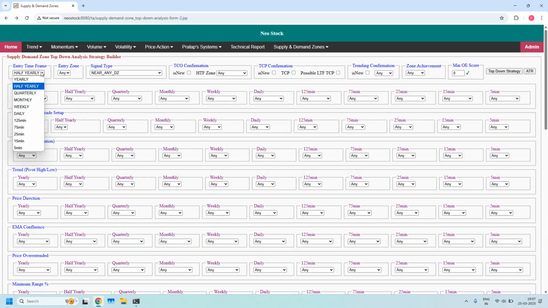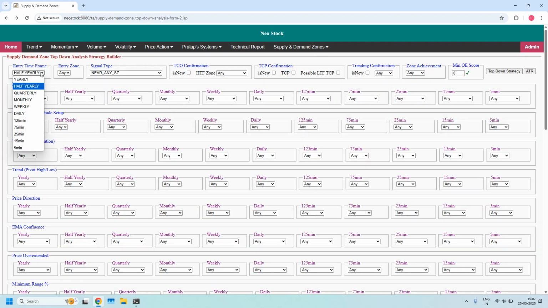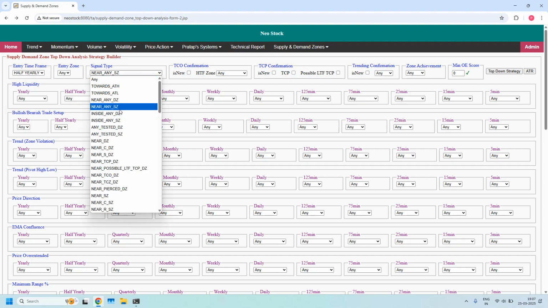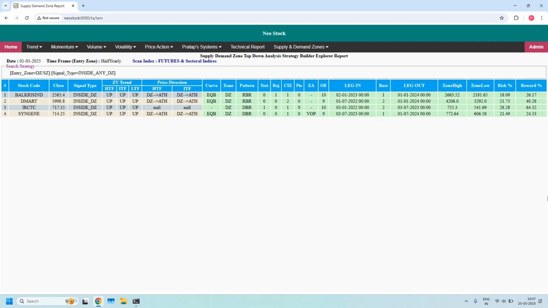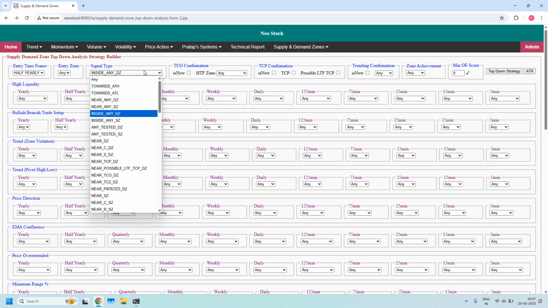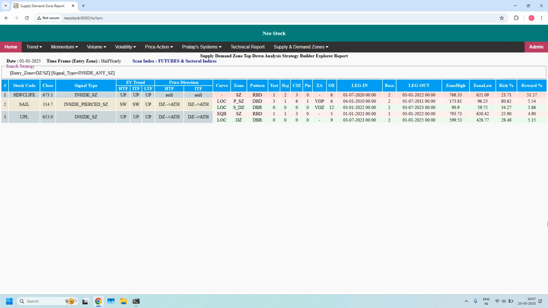Next half yearly time frame, stocks near half yearly supply zone. No stocks are available. Next half yearly time frame, price closed inside the half yearly demand zone. We got 4 stocks. Next, price closed inside the half yearly supply zone. We got 3 stocks.